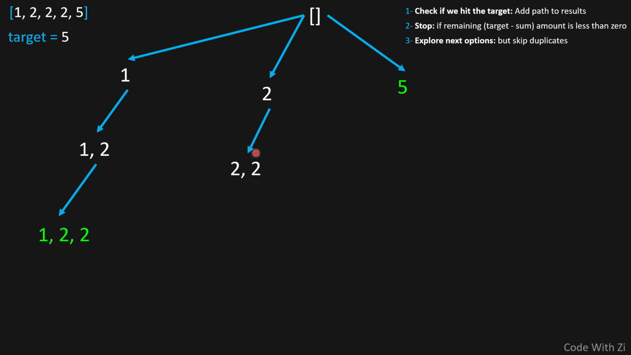And then we're gonna come here and explore this one, and we're gonna be like, all right, so we have used this 2 and this 2. Let's explore another one. We can actually use this 2 as well because we've never explored 2 and 2 and 2 anywhere. And then we're gonna check if we hit the target.